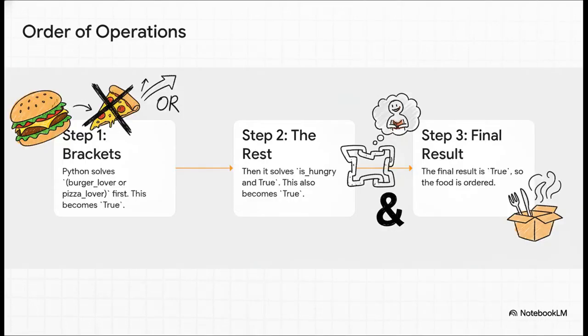So how does Python handle all this when we combine them? Well, just like in math class, it's all about the order of operations. You can see in step 1, Python tackles what's inside the parentheses first. So if the user likes burgers but not pizza, the OR makes that whole section true. Then, in step 2, Python checks the rest. Is the user hungry, and is the result from the parentheses true? If both are true, then boom, the final outcome is true, and the food is on its way.